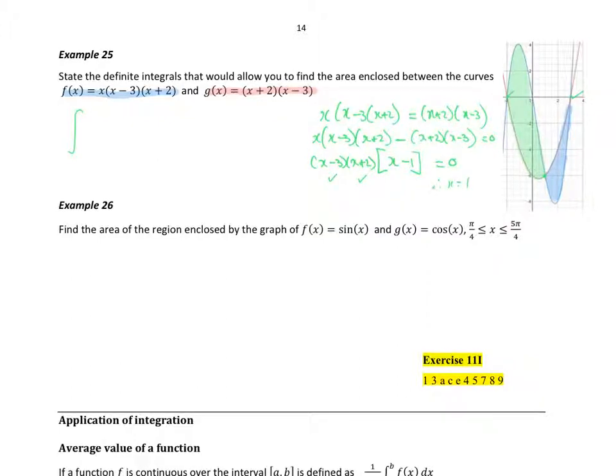Okay, so that means for the green section, from negative 2 to positive 1 of the top function, which is the blue function, x(x - 3)(x + 2), subtract the bottom function, which is in red, (x + 2)(x - 3) dx, plus the integral from negative 1 to positive 3. And instead of writing all that stuff out again, we're going to have top function, which is red, defined as g of x, minus bottom function in blue, which happens to be f of x. Yeah, so that's the integral that would find the area for me.